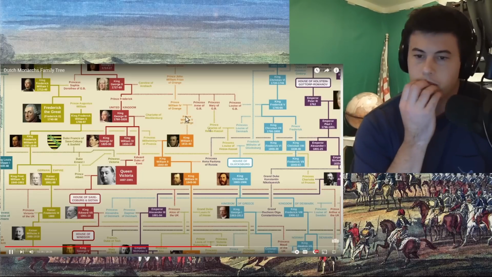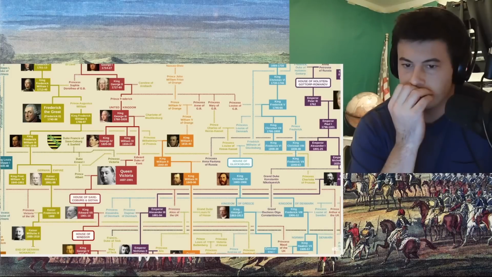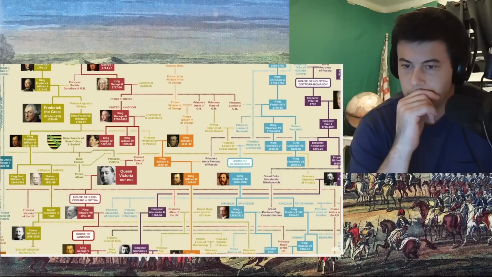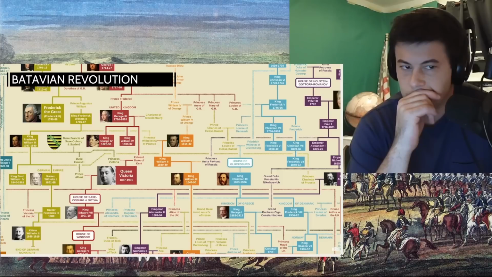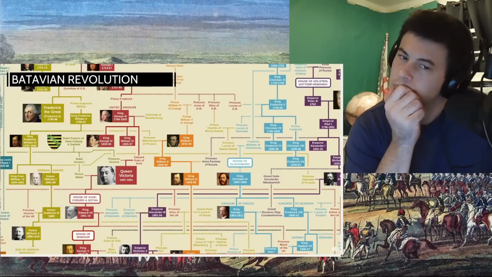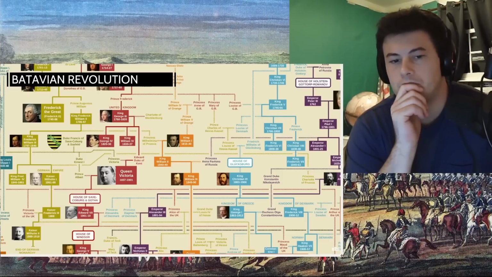The ideas of the French Revolution spilled over into the Dutch Republic. In fact, the Dutch had their own revolution. It's not as well known, but it was called the Batavian Revolution, Batavia being the name of one of the Germanic tribes that eventually became the Dutch. The Batavian Revolution was successful, and William V was kicked out. He had to flee to England, and the Dutch Republic was temporarily renamed the Batavian Republic.